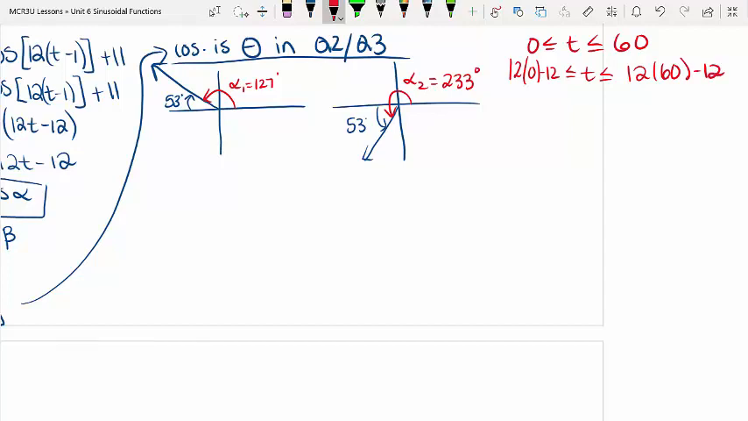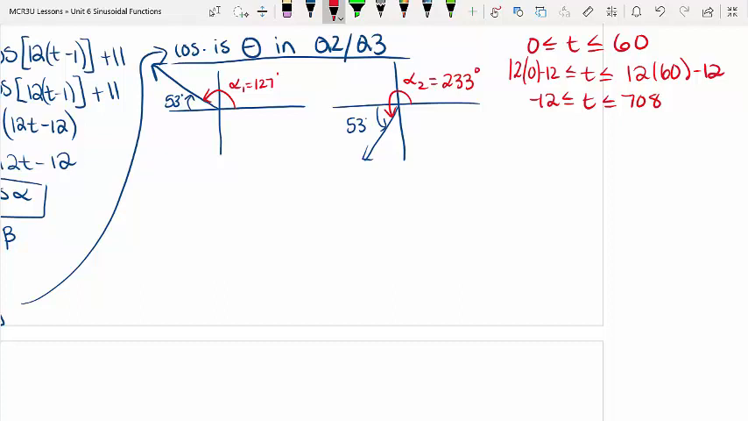And I get negative 12 as our lower end of the domain and 708 as our higher end of the domain. So I can keep figuring out values of alpha as long as I don't get values that are less than negative 12 or higher than 708 degrees.